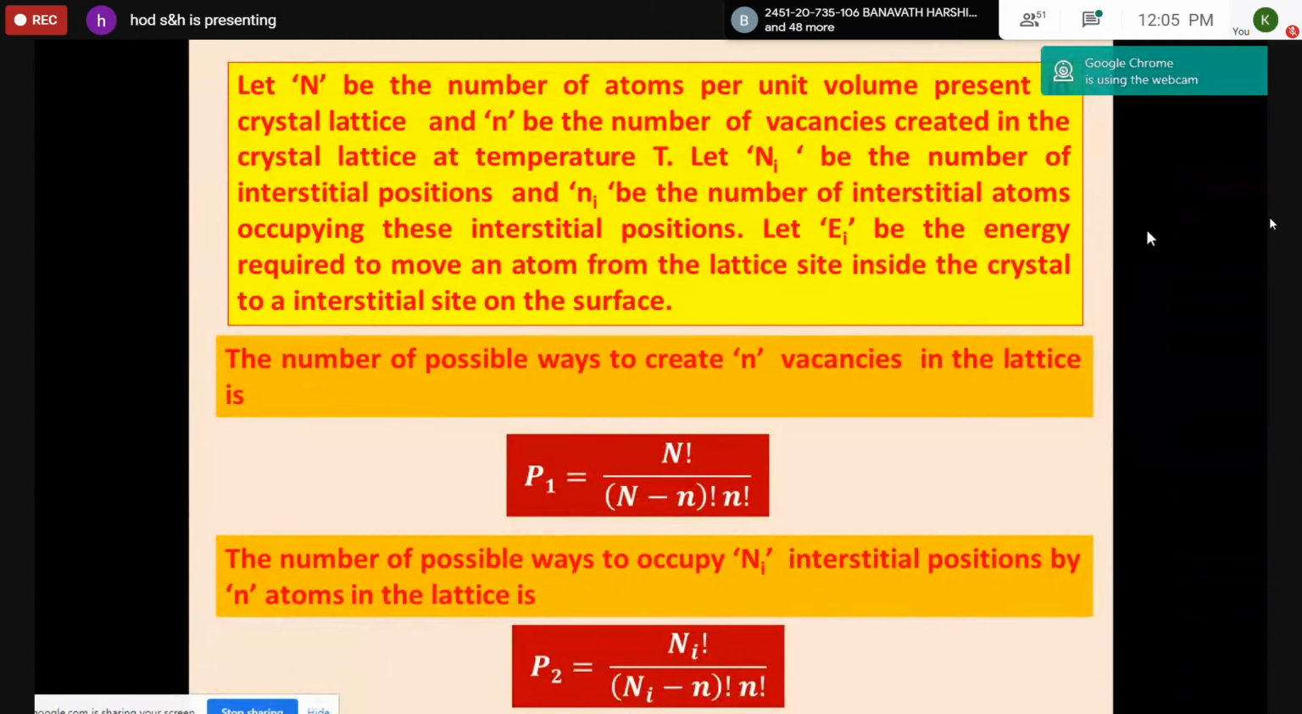You try this one. It takes some time to display. Meanwhile, you try this one. You write P is equal to P1 into P2, and N factorial by (N minus n) factorial into n factorial, and Ni factorial by (Ni minus n) factorial into n factorial. Then entropy S is equal to kB log P. Then Gibbs free energy F is equal to U minus TS. Everything is the same. Just you try. I'll give 5 minutes.